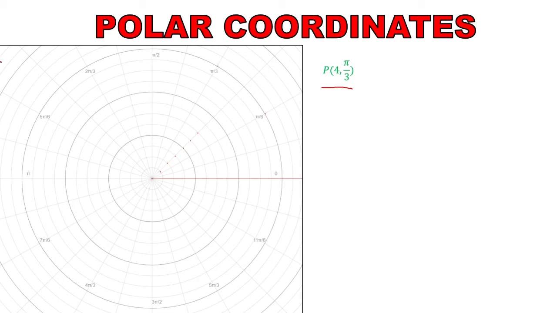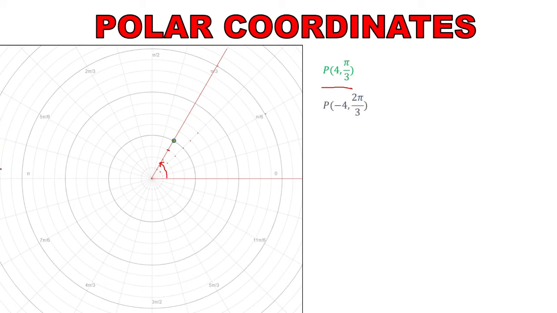Number 1, I need to find the angle pi over 3. Now my angle pi over 3 is here. This is the angle pi over 3. And now from this point, I move 4 units: 1, 2, 3, and 4 units. Now, this is the representation of this point in the coordinate system.